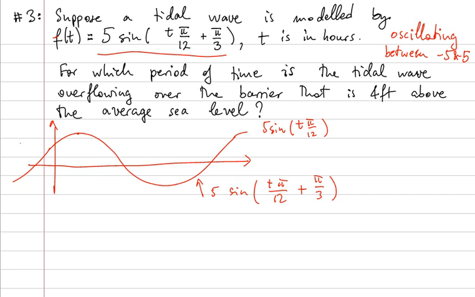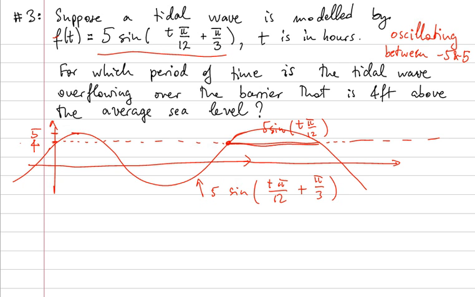What you want to know, though, is the following question. When is the level of the tidal wave bigger than 4? So for which period of time is it bigger than 4? The tidal wave goes up to 5 feet, so it goes over your flood barrier. And when is the tidal wave over? It's when this is over.